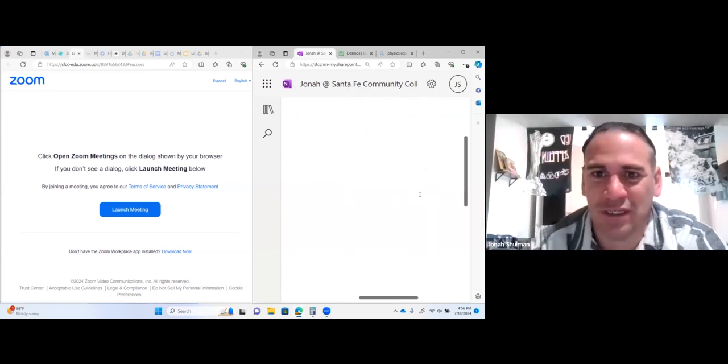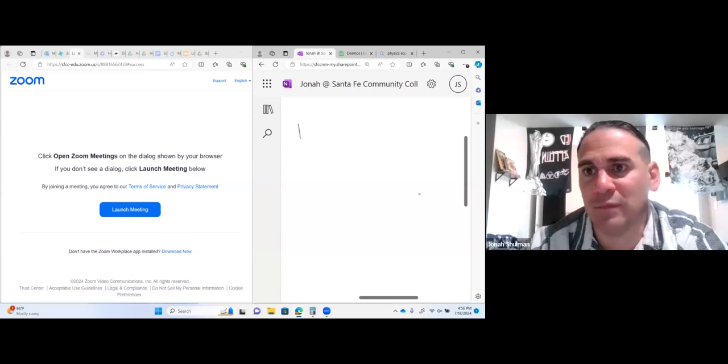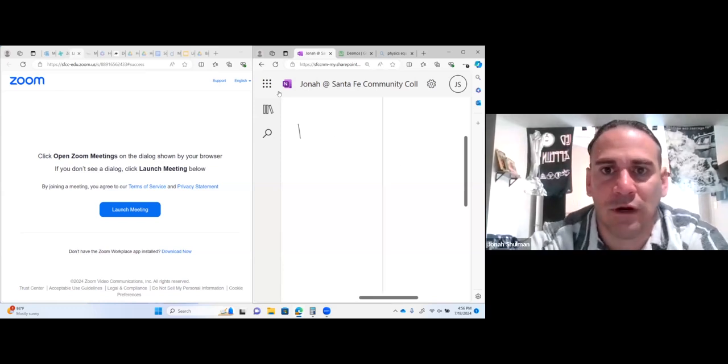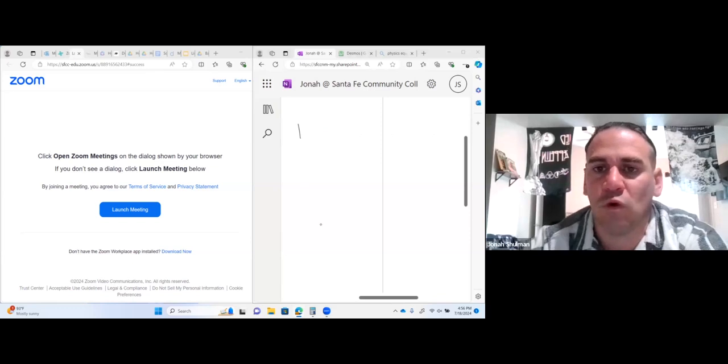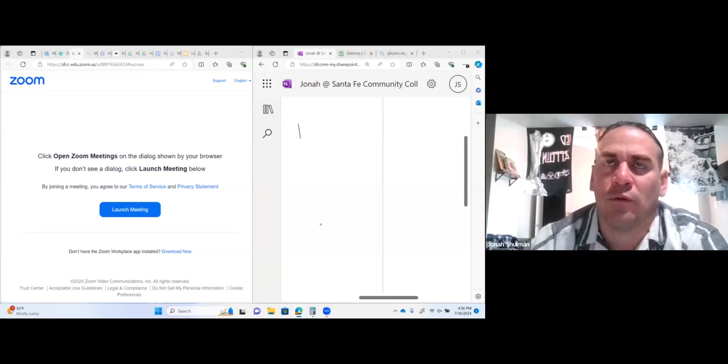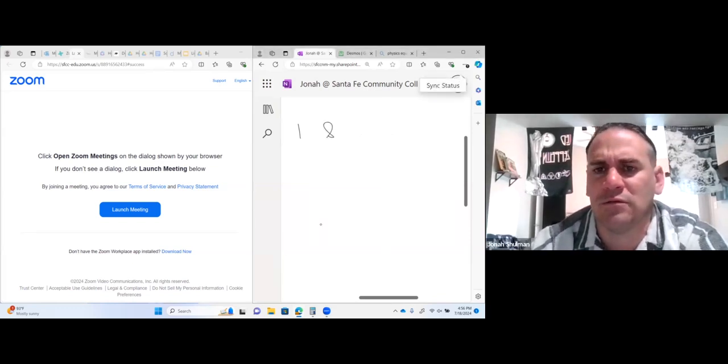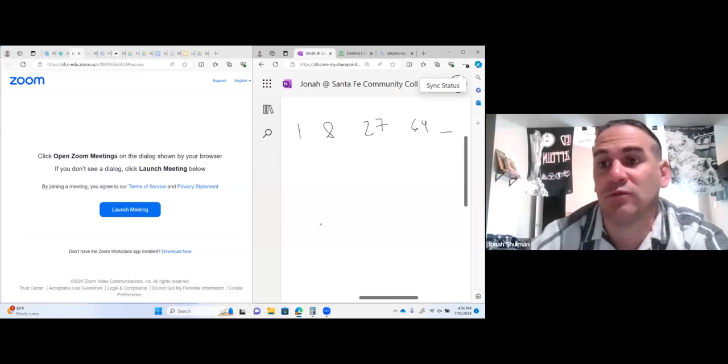Sometimes it can be really tricky. I have crazier ones, but I'm sure they have them in Desmos. Let me just make up one right here. What if it goes 1, 8, 27, 64? What's the next one in the pattern?